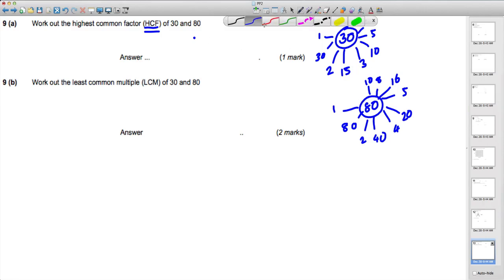So the highest common factor, what factor's in both of them? Well, 10 is the largest, so it'd be 10. It's easy to spot that as well, but that's just an example of how you might do it.